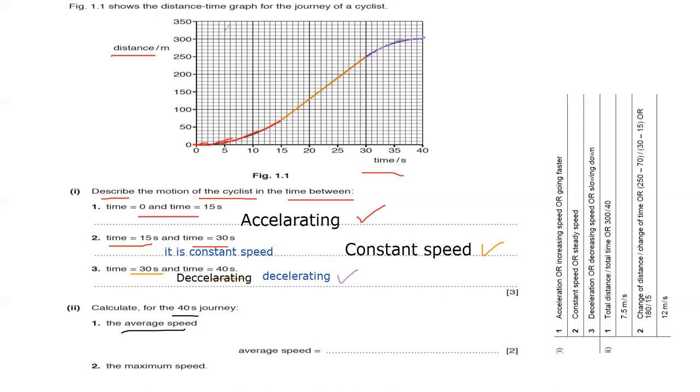So how to get an average speed? The term average speed is equals to total distance divided by total time. So the total distance traveled by this cyclist is 300 meters. That's a complete distance. And the total time to complete the journey, that's equal to 40 seconds.